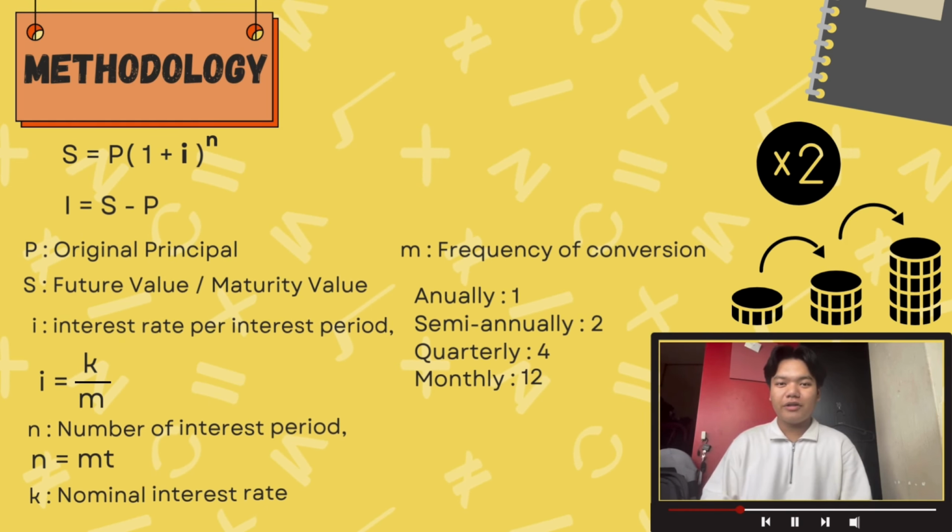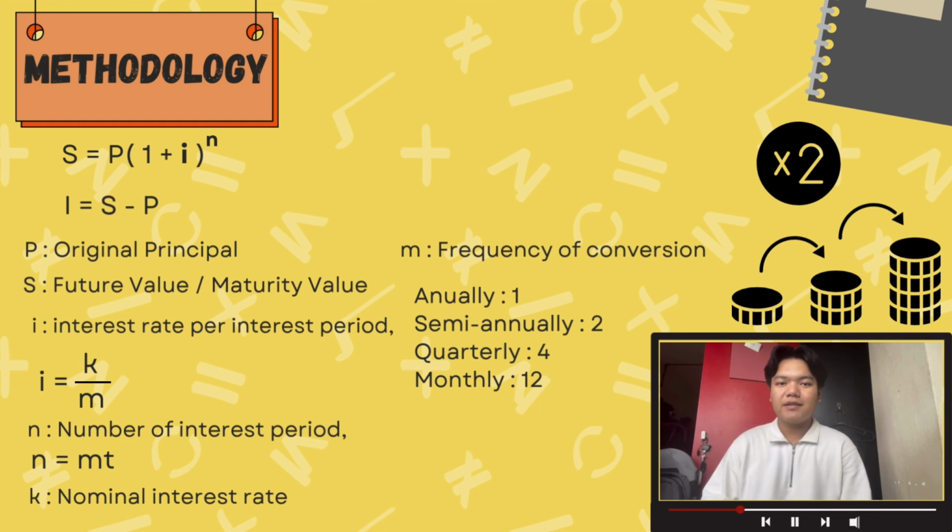So now I'm going to explain the methodology of compound interest. There's a formula, which is S equals P (1 + i)^n. For the interest, I = S - P. P refers to the original principal, S refers to the maturity value, and i is the interest rate per interest period.